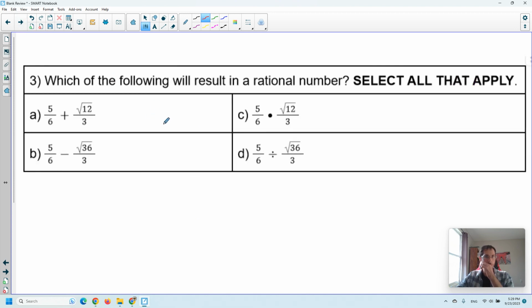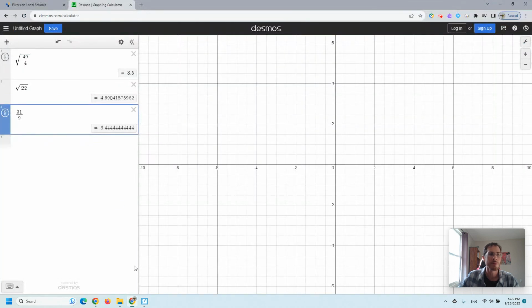For number 3, which one will be a rational number? Select all that apply. Again, what I'm looking for is whether any of these radicals actually simplify. If I check radical 12 and type in square root of 12, the number I get, 3.464, is not rational.